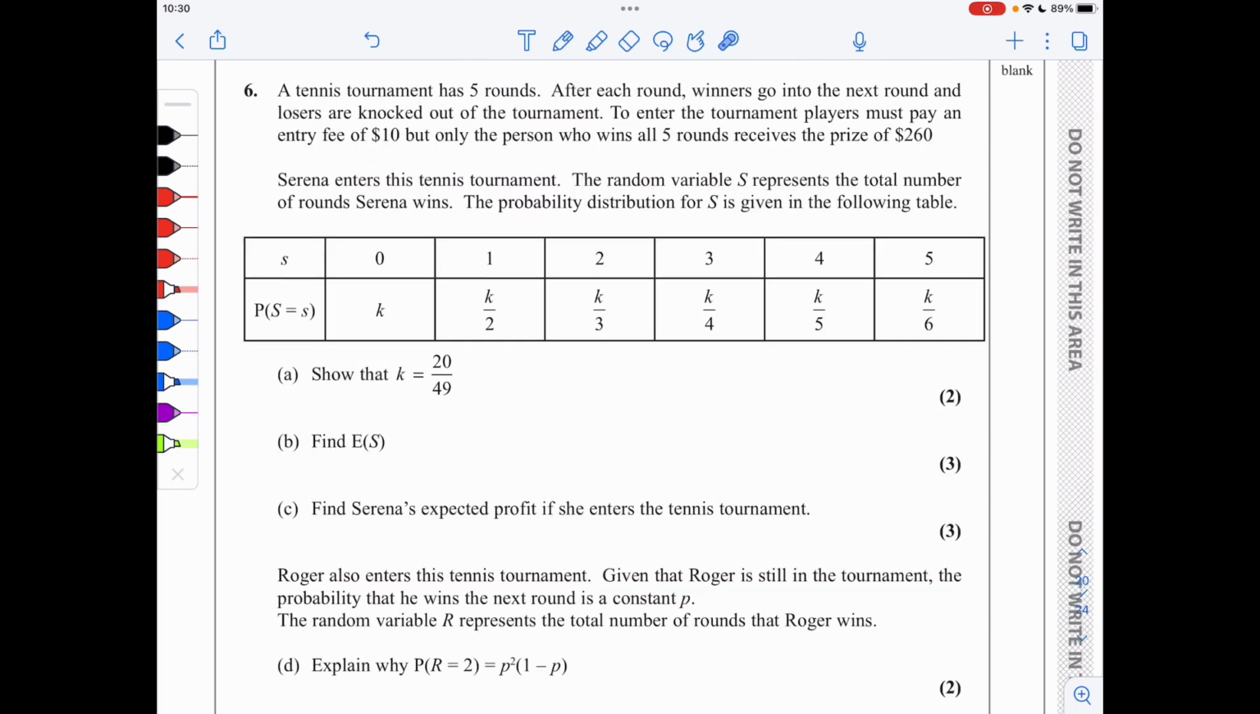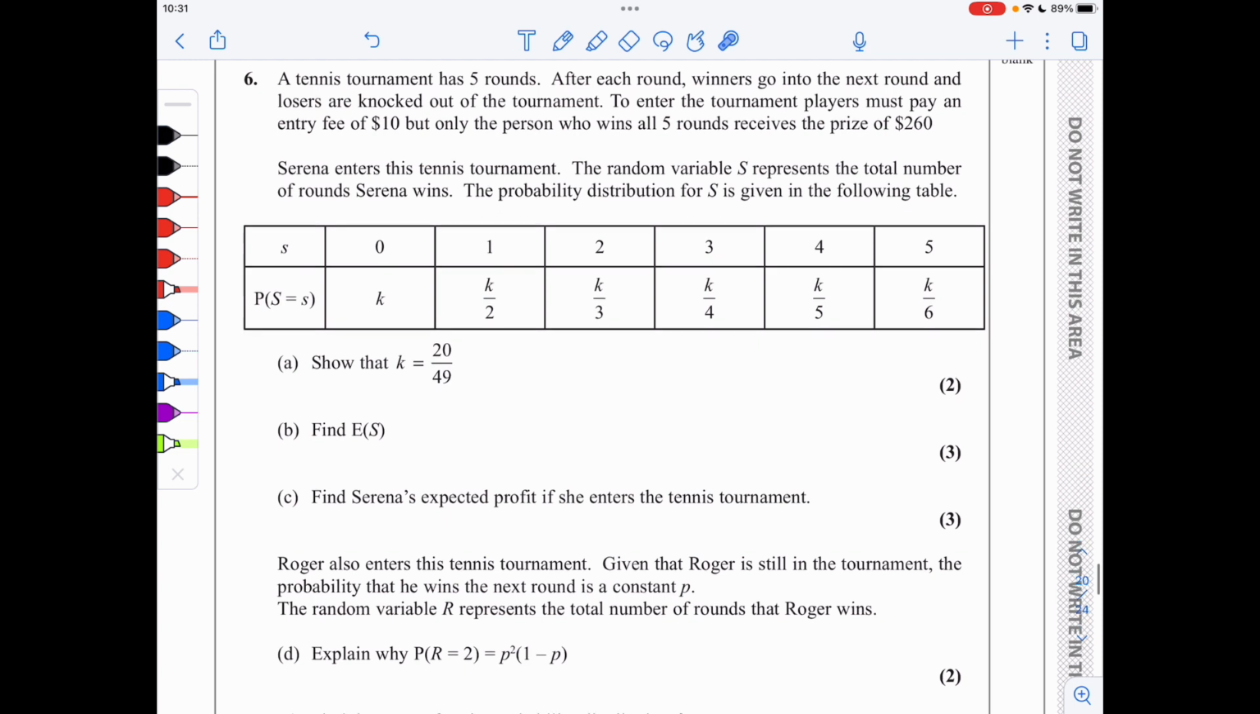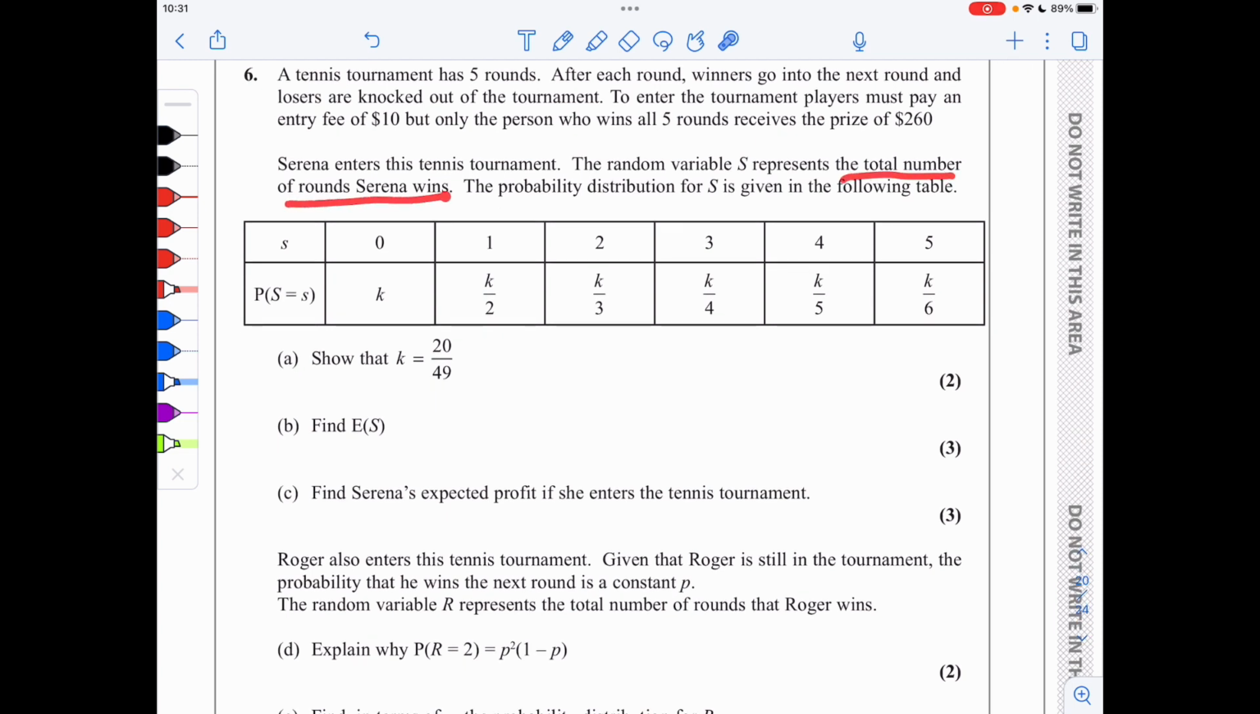0.6355. In question 6, we've got 5 rounds of a tennis tournament, and after each round, winners go into the next round and losers are knocked out of the tournament altogether. So we have to pay £10 for an entry fee, and the person that wins all 5 rounds will receive a prize of $260. We've got Serena, who enters the tennis tournament, and S is the random variable representing the total number of wins. And we need to start by showing that k is 20 over 49.